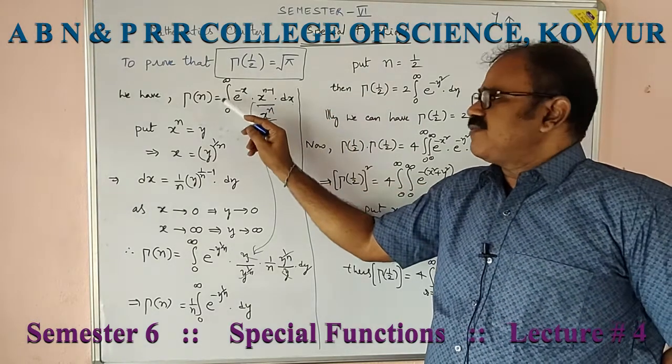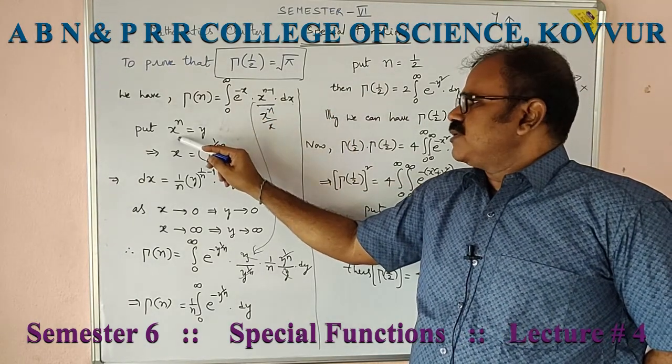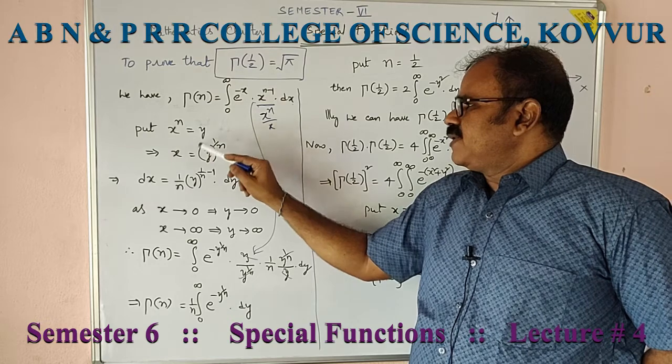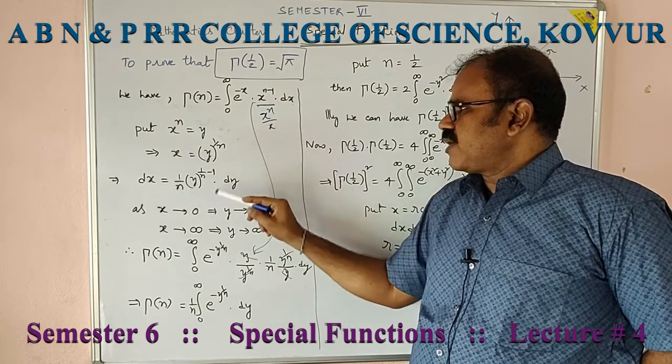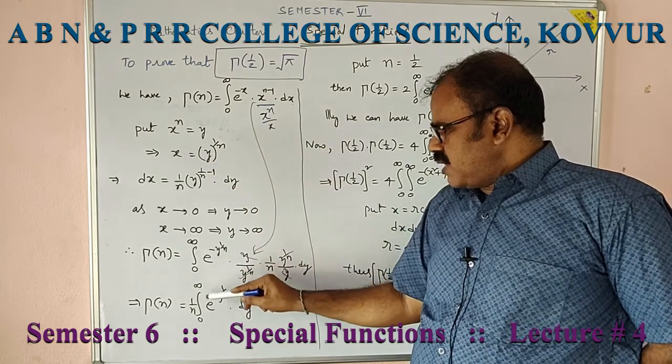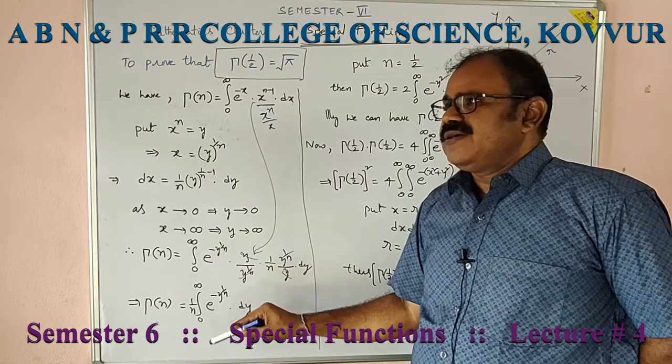By taking the gamma function, we have substituted x power n is equal to y, and x became this, dx we have calculated and all this, and we integrated and simplified.